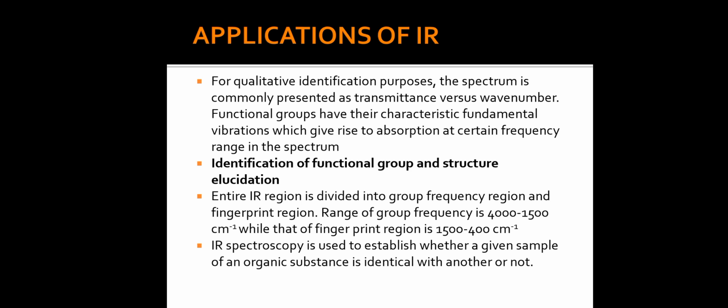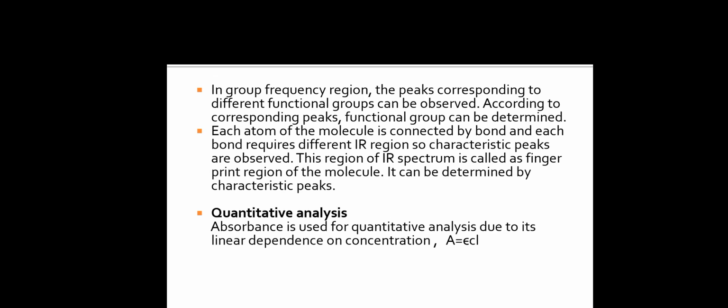The entire IR region is divided into the group frequency region and the fingerprint region. Fingerprint means that just as all humans and animals have different fingerprints for their identification, every molecule shows a different type of spectral graph in IR spectroscopy. That's why it is called the fingerprint region, because they have their own identity, their own type of IR spectrum. So IR spectroscopy is used to establish whether a sample of an organic substance is identical with another or not.